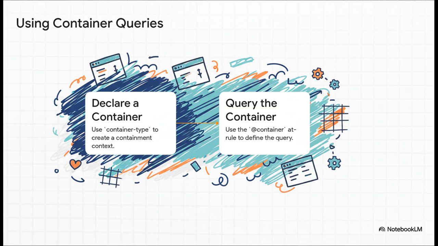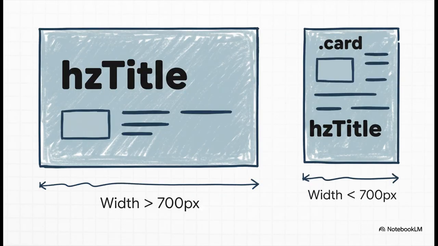First, you tell the browser which element you want it to watch by making it a containment context. Then you write an @container rule, which works just like a media query, but it targets that specific container's size instead of the whole viewport. So here's what that looks like in action.